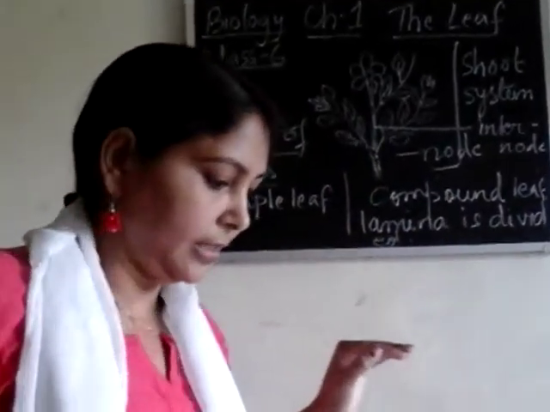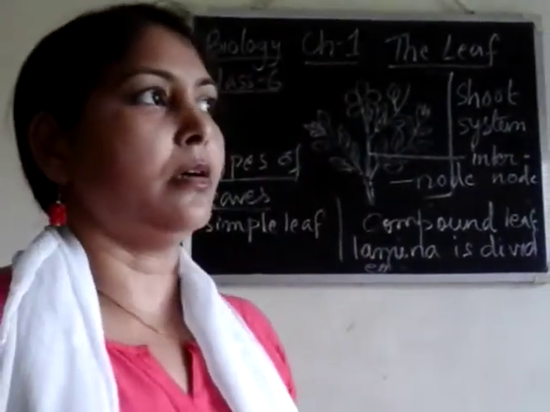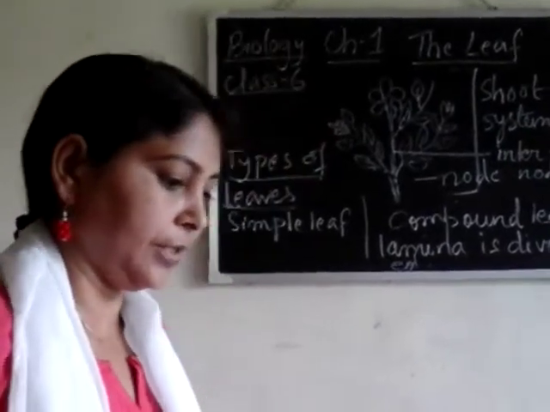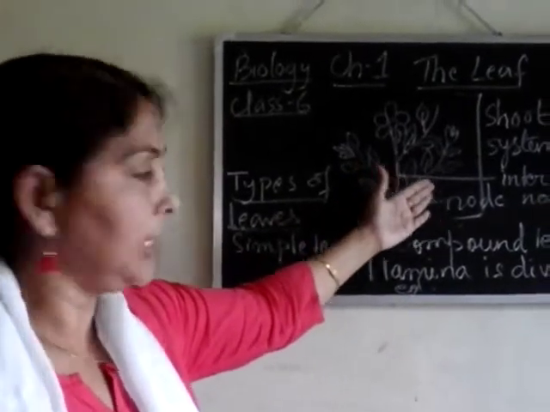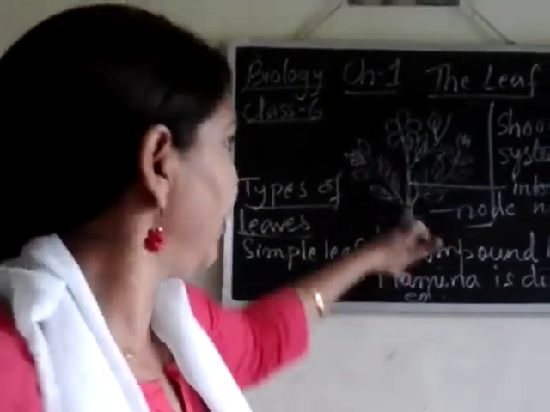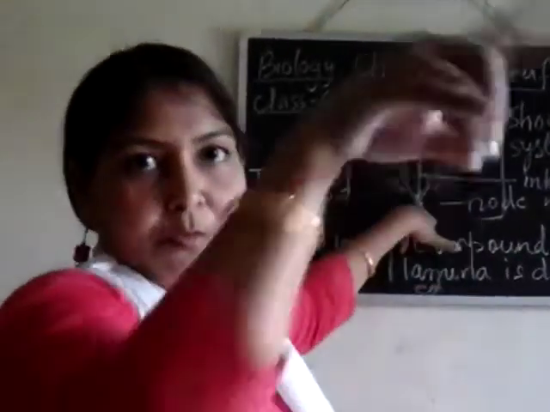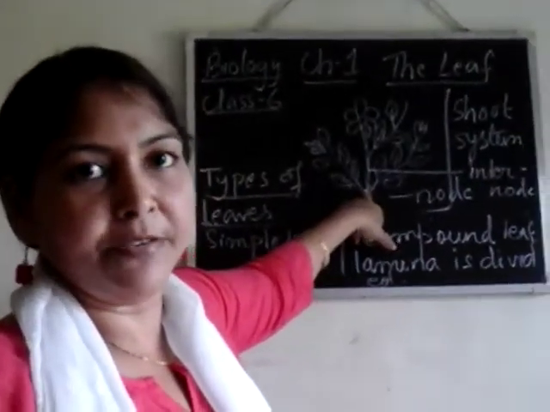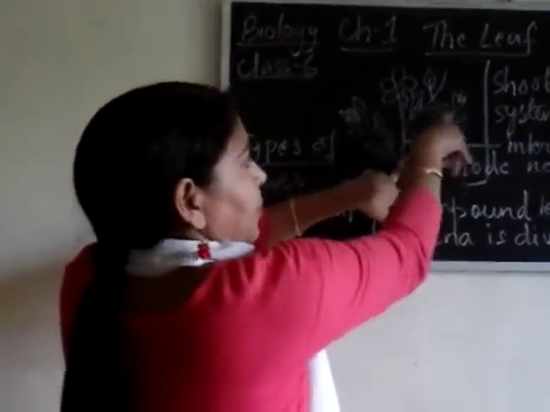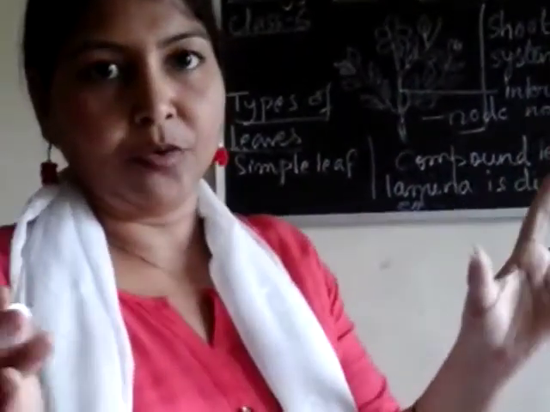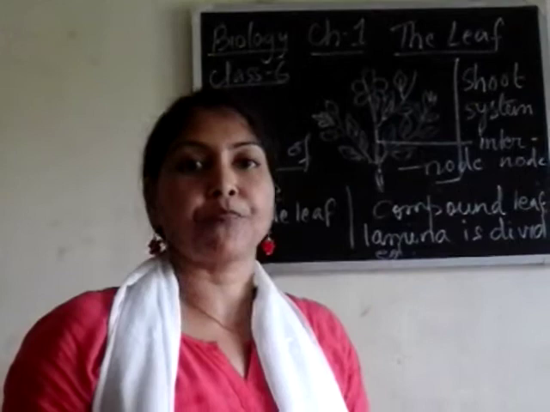From your book you can see the examples also. For example, in case of this plant what I have drawn, this is a kind of compound leaf where you can see the lamina is divided. From here supposed to be one leaf in case of simple leaf, but in this plant you can see one lamina is divided into so many leaves, leaflets. So this is the next type of leaf, that is called compound leaf.